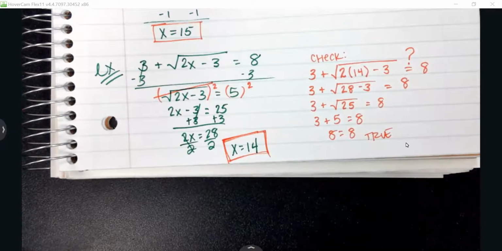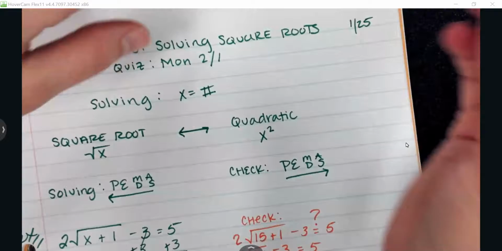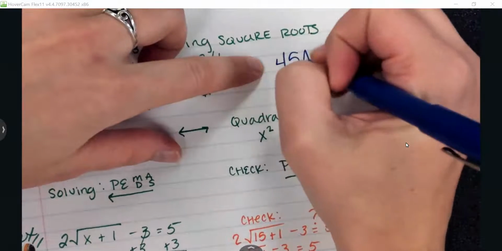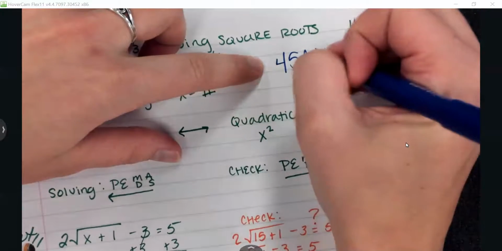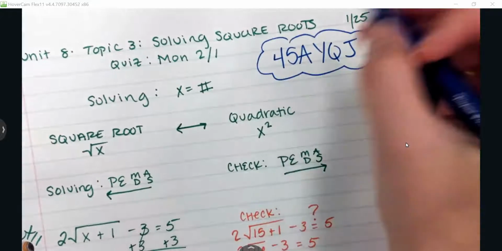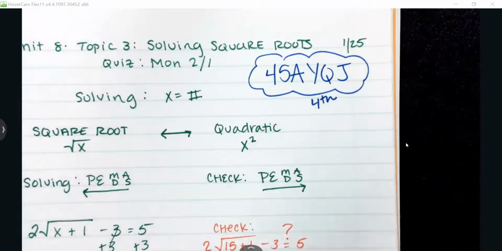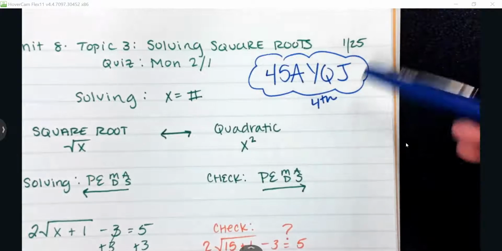Okay, today, here's what I need from you today. If you are in my Zoom, then you are going to be on Class Kick today. So if you are in Zoom, your Class Kick code is 45AYQJ. If you're in my class, you can do it too. That's up to you. Okay? If you are on Zoom, Class Kick is your only source. That's where you have to do it.